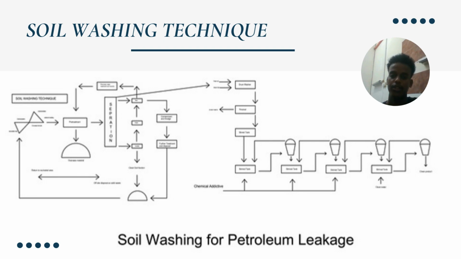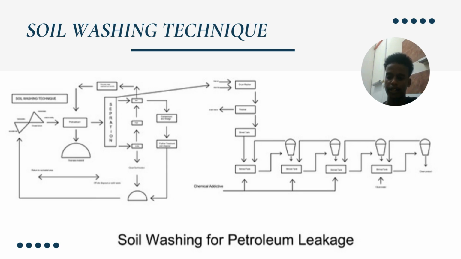I would like to present the soil washing technique process. This process will treat soil contaminated by petroleum leakage. First, by identifying and preparing the material to an appropriate size. After that, excavation and pretreatment will be applied. After that, the washing process. After the soil has been washed, the separation process will start.